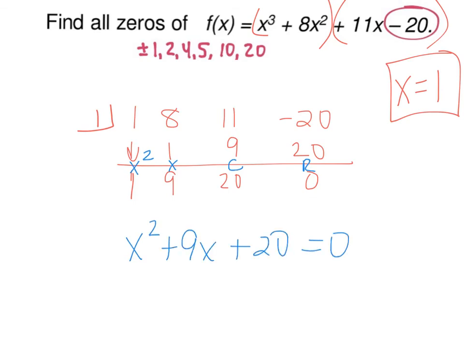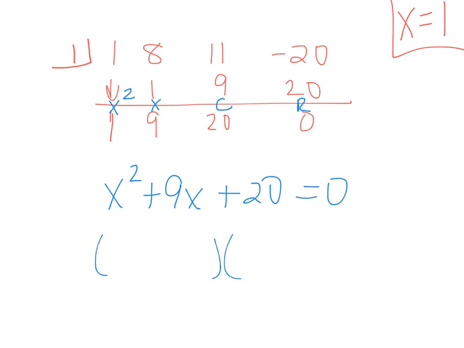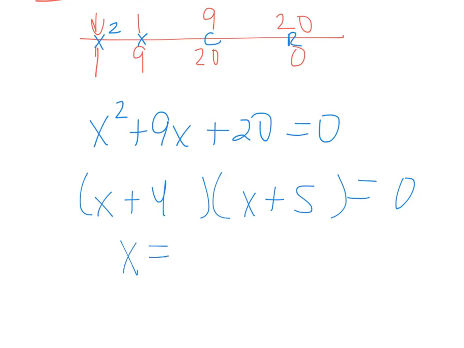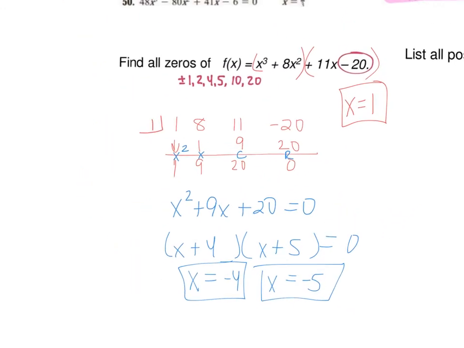Does that factor? Yes. What are the factors of 20 that multiply to give me a positive 20, but add to give me 9? There you go, x plus 4, x plus 5. So my other 2 x's are x equals negative 4 and negative 5. Perfect. Why do you know that there's 3 of them? Because it's x to the third.